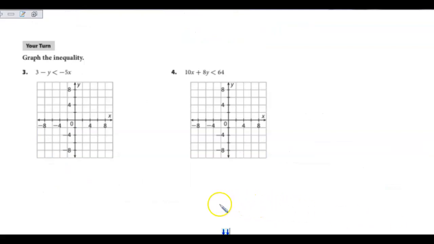So we're going to graph these inequalities. Our first one is 3 minus y is less than negative 5x. I see that it's less than. And remember, less is dashed.